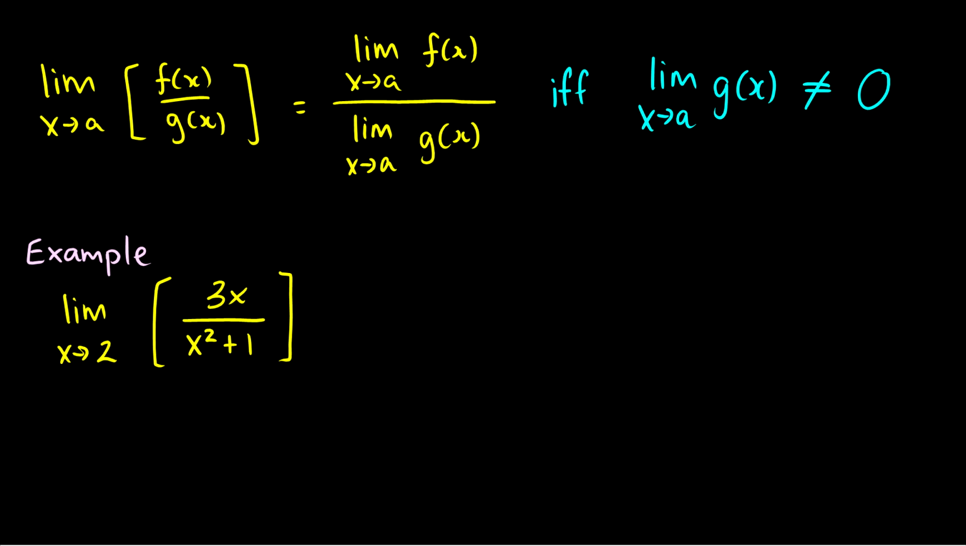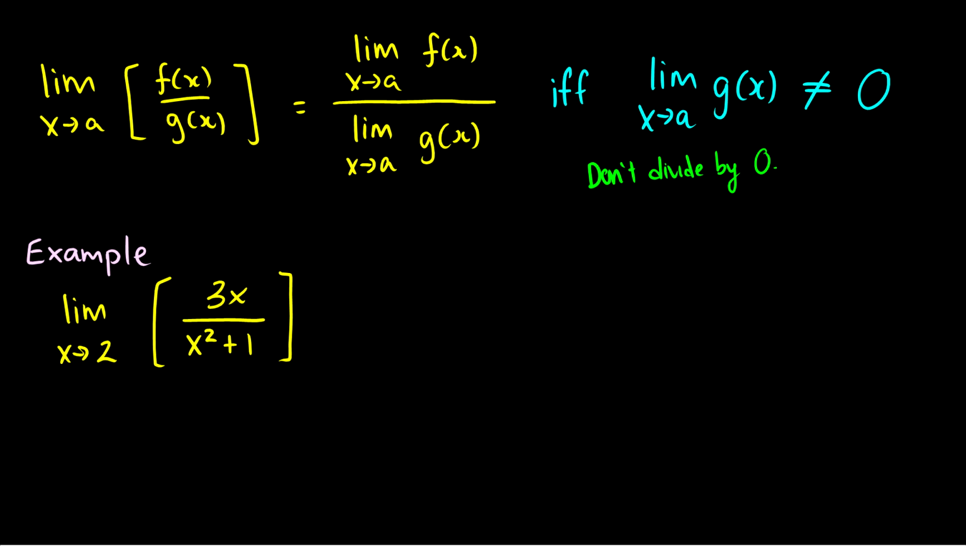The last law I'll talk about is the division law. So the limit as x goes to a of f of x over g of x is just the same thing as the limit as x goes to a of f of x over the limit as x goes to a of g of x. But that's only if the limit as x goes to a of g of x is not equal to 0. In other words, what this says is don't divide by 0. Otherwise, it's bad.